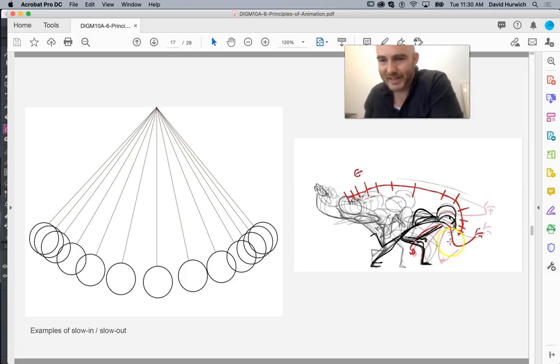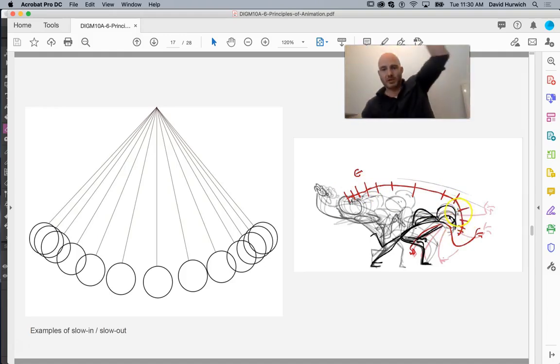This is once again a timing chart. You can see that the character is starting slow with the wind-up. These are going to be further apart, and then they're going to release.